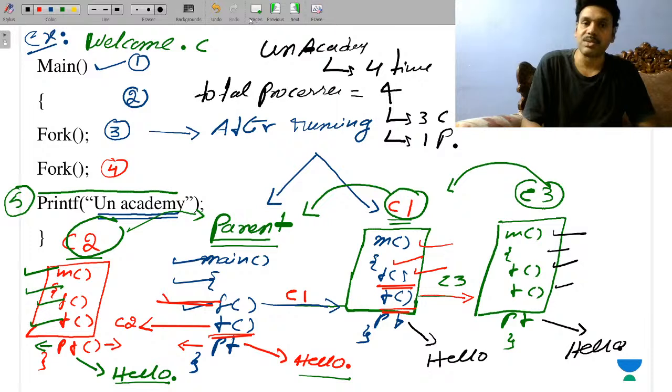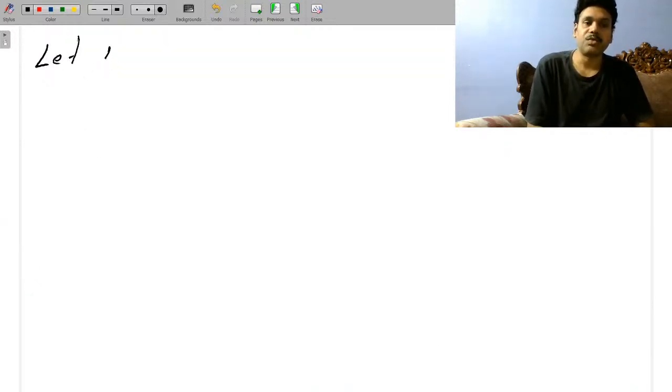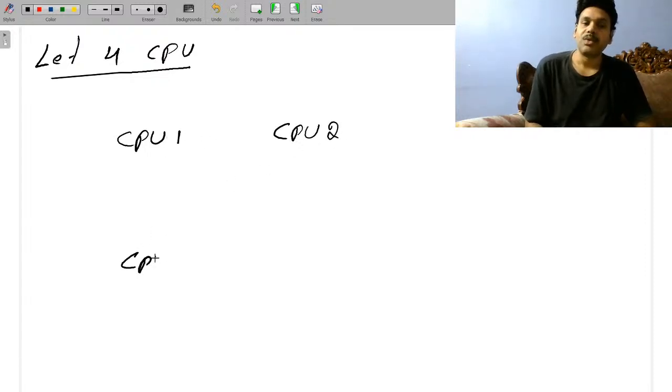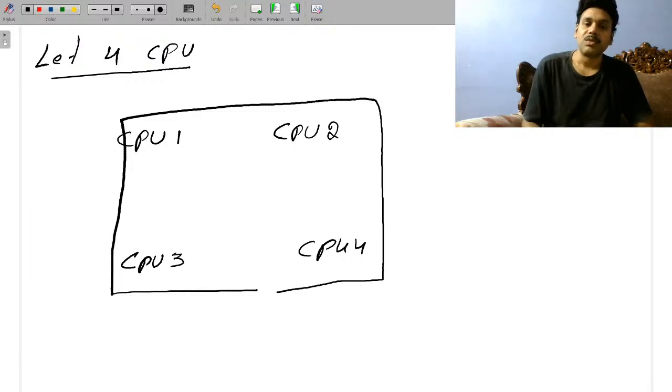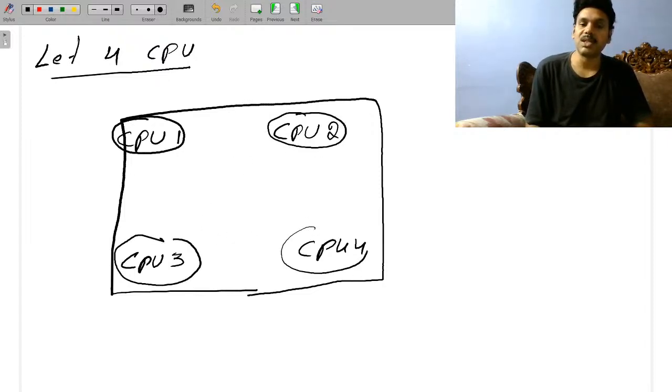Now how can you run this? I am running onto a multiprocessor system. You assume that I have got 4 processors. Let 4 CPUs be there. Please understand friends. In that we have CPU 1, CPU 2, CPU 3, and CPU 4. I am using a symmetric concept, a symmetric operating system. Therefore, what is going to happen? Every CPU is responsible to run one kind of process, either a parent process or a child process.